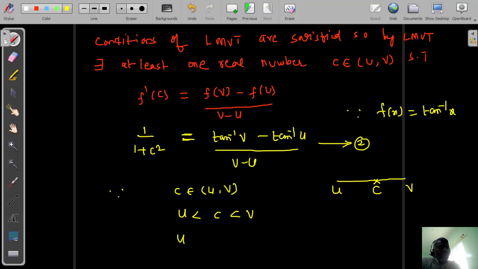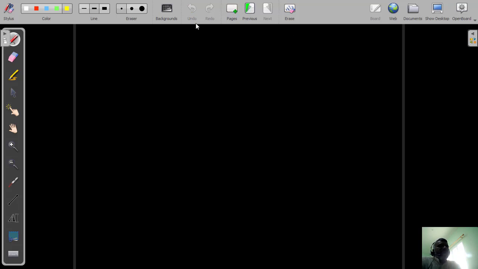For that, u less than c less than v is nothing but u square less than c square less than v square. Squaring does not change the inequality, and adding 1 does not change the inequality: 1 plus u square less than 1 plus c square less than 1 plus v square. Now I need the reciprocal, 1 by 1 plus c square. If you take the reciprocal, the inequality sign will change. Earlier it was less than, now it has become greater than: 1 by 1 plus u square greater than 1 by 1 plus c square greater than 1 by 1 plus v square.